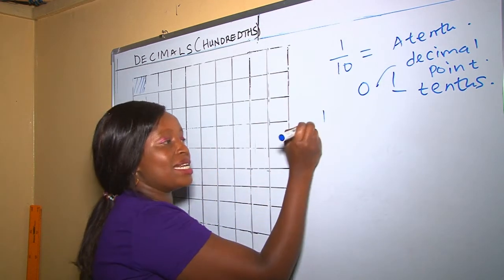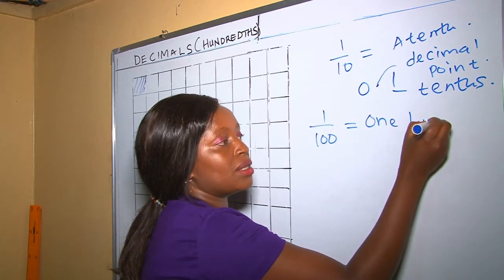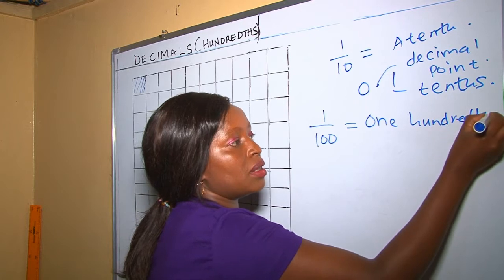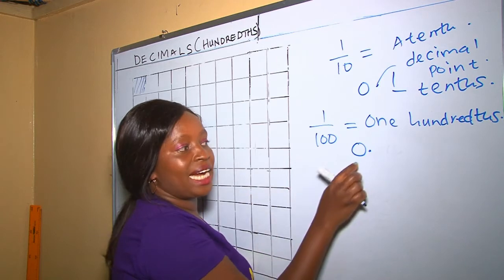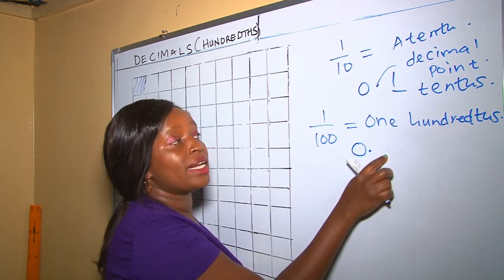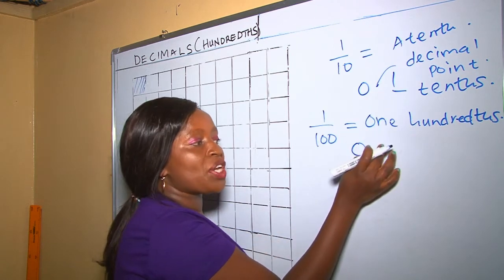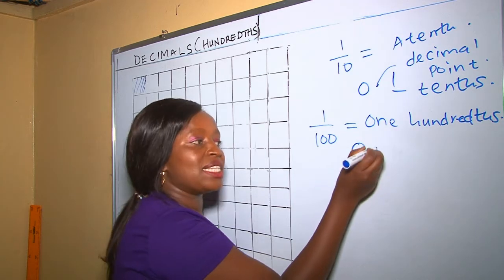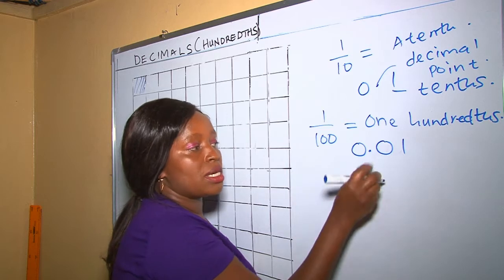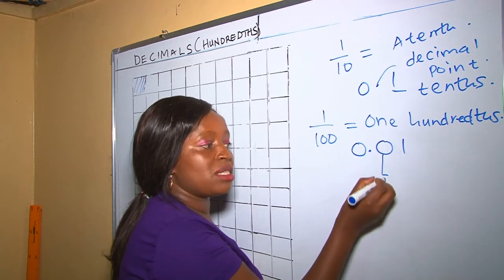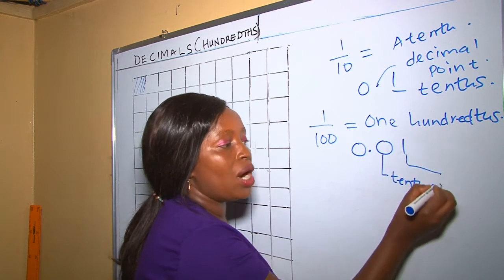When it's over 100, 1/100 in words is written as one hundredth. And the decimal is going to be 0.0 something. It can't be 0.1 because 0.1 is a tenth. Therefore, we don't have tenths here. So we replace the tenth with a 0 and then 1 there, because the first digit here has the place value of tenths. Then the second digit goes to hundredths.